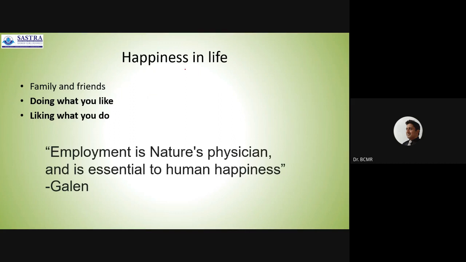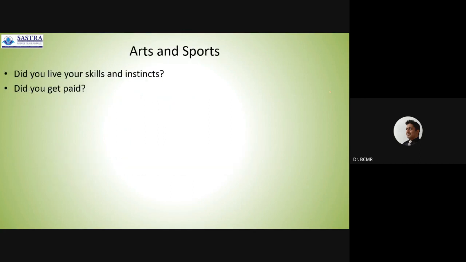And I hope you will all find a good job, because employment is nature's physician and is essential for human happiness. And the happiness, you should be able to either you're doing what you like, or you're liking what you do. Either of the cases should be the goal, and it's still not always possible. What you do might not be happy, but you might get very good money, and then some people can say, okay, I can take a little bit of pain, and we do many a times.